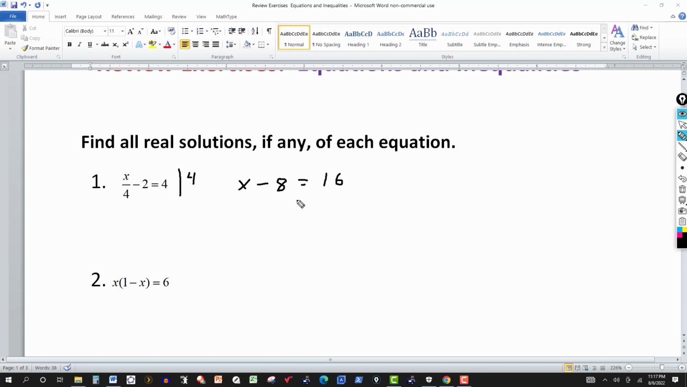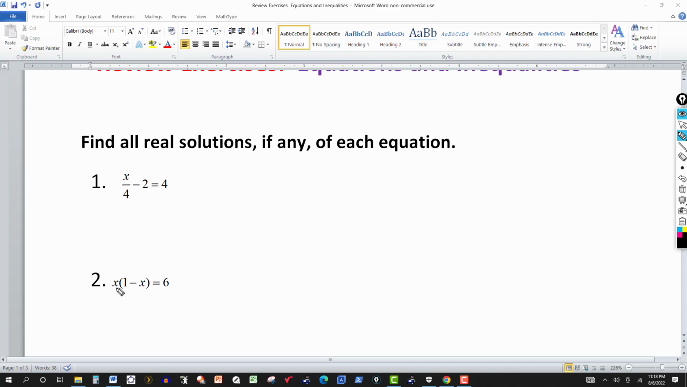Now we have a more basic equation. We add 8 to both sides to isolate the variable. Minus 8 and 8 cancel. 16 and 8 is 24. So for the first equation, it's x equal to 24. And if you're not sure, check your answer. You always want to check if you're not sure. So put 24 where the x is. 24 divided by 4 is 6. 6 minus 2 is 4. It checks. So when in doubt, check your solution.